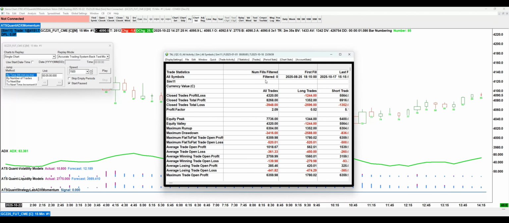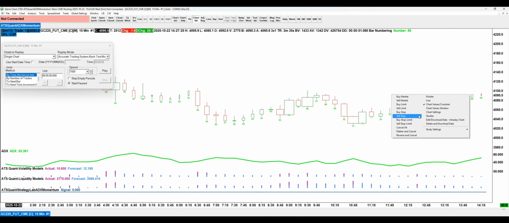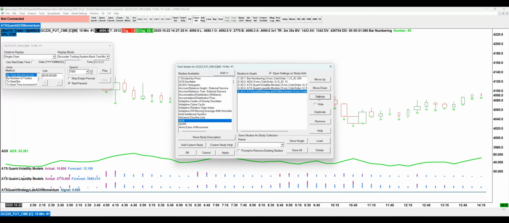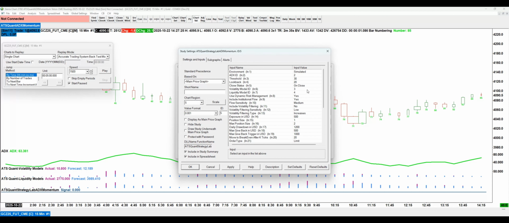So again, we use institutional flow. We right click and go back to studies, back into our foundation. We're using our dynamic risk management system and our institutional flow system. Both of these are proprietary machine learning systems that we build, maintain, and develop in-house. So that's what we're using. And we're using the medium flow sensitivity. We're not using our volatility filtering. So another experiment could be, what happens if we actually add volatility filtering? Could we improve the S&P implementation by simply using volatility filtering?